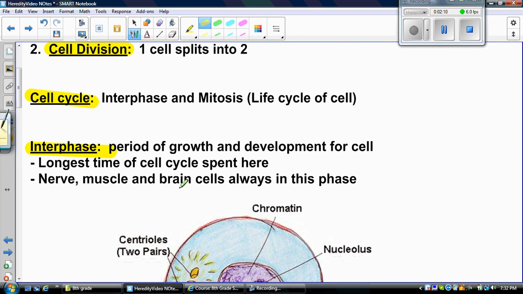However, there are some cells that don't reproduce. Nerve, muscle, and brain cells do not reproduce, so they spend their whole entire life cycle in interphase. Now, other types of cells in your body, like your skin cells and your sex cells, will go through a cell cycle of interphase and mitosis. Mitosis is the phase of the cell cycle where reproduction, creating a new cell, occurs.